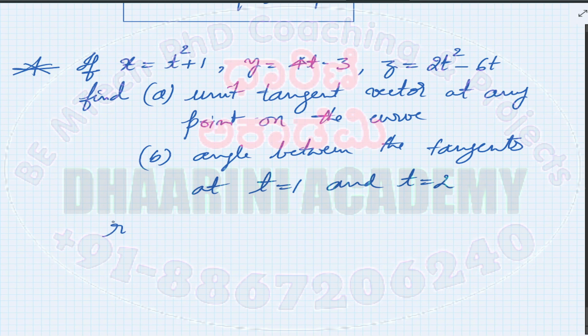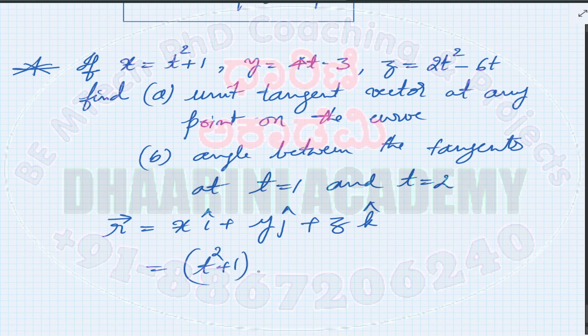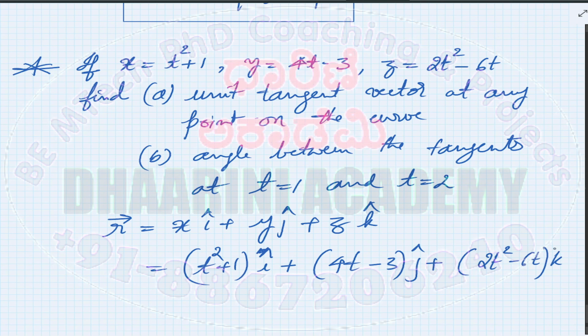I know that I am supposed to write a vector r. Vector r is equal to x into i cap plus y into j cap plus z into k cap. So I'm going to substitute that now. This is t square plus 1 into i cap plus 4 times t minus 3 into j cap, plus 2t square minus 6t into k cap. You can call this r of t; the representation is one and the same.